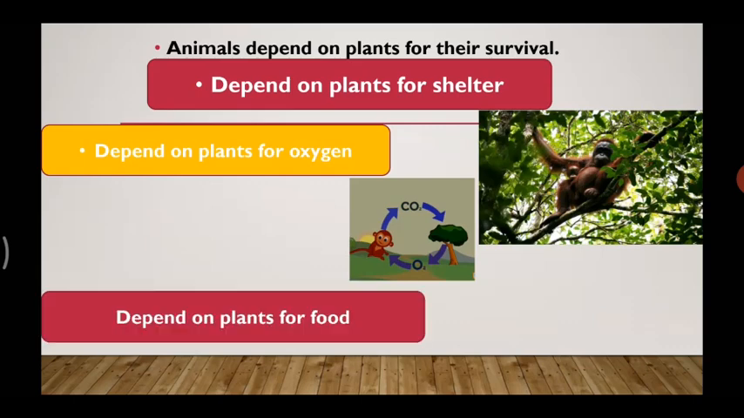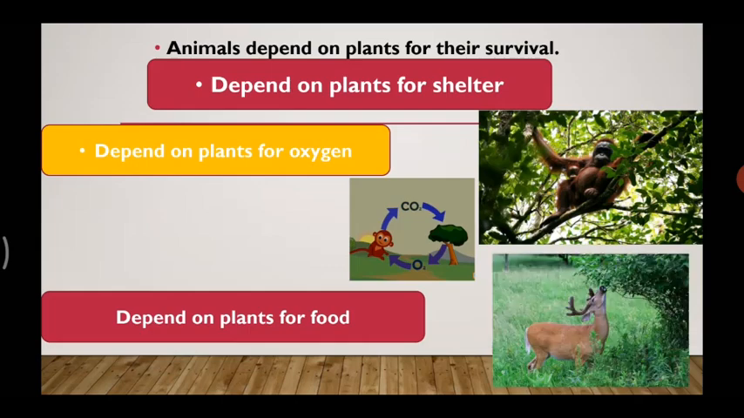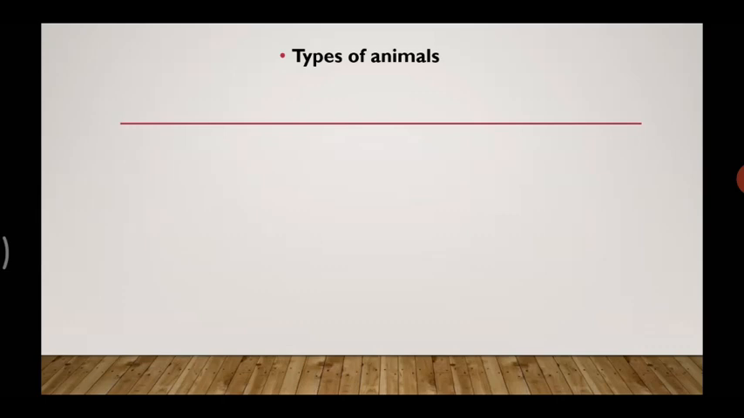Animals depend on plants for their food. Now, what do they depend on? The leaves of the trees, the grass, the fruits, everything is consumed by the animals. But based on their eating habits, these animals are classified into various types. Let's see it in the next slide. Now, types of animals. Based on their eating habits, these animals are classified into various types.